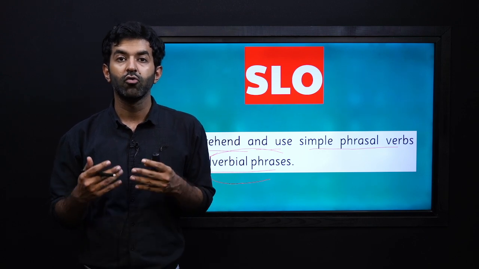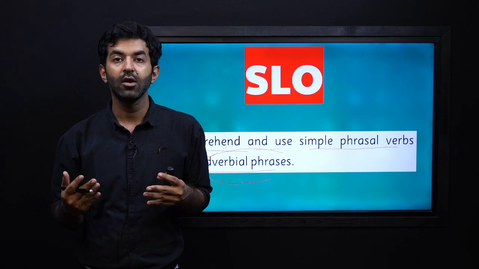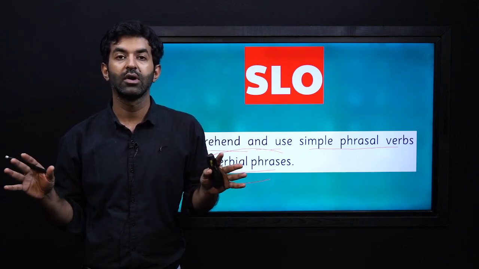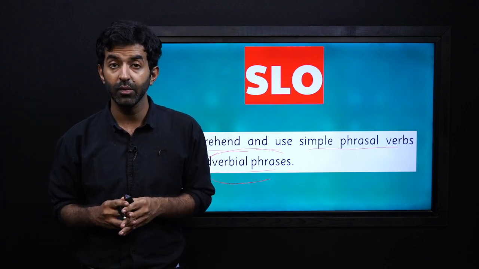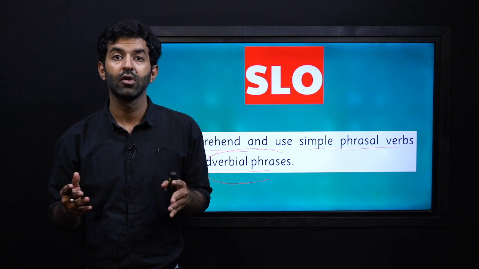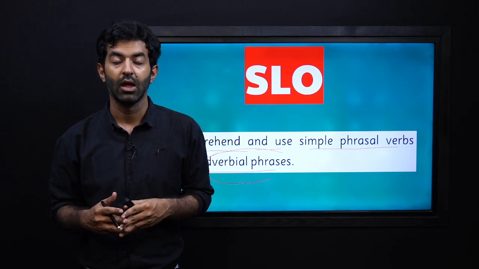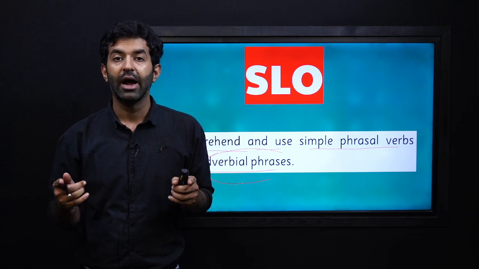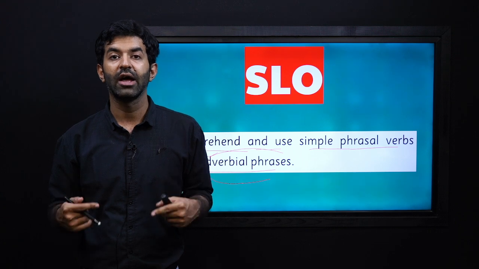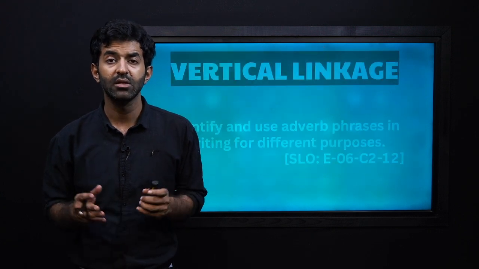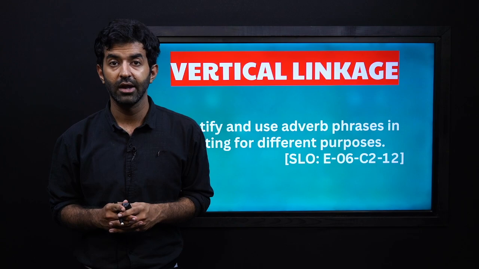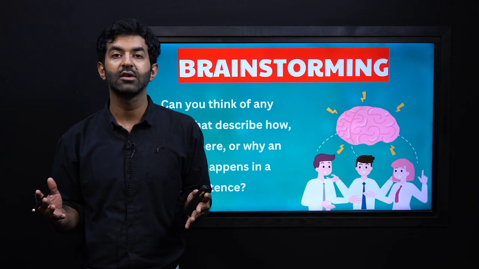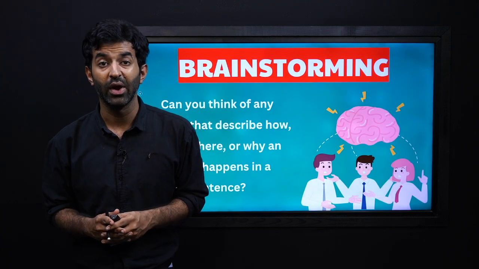Now, while we are reading, writing, or speaking, we need to take care of all the different elements of a sentence. And one important thing is understanding phrases. And with adverbial phrases, we will see how a phrase will function as an adverb. This is your vertical linkage that links your SLO with the previous grade. And let's begin the lesson properly with our brainstorming session.